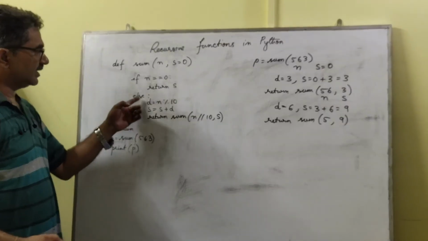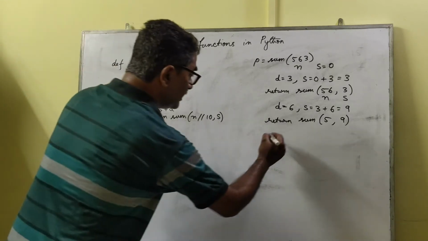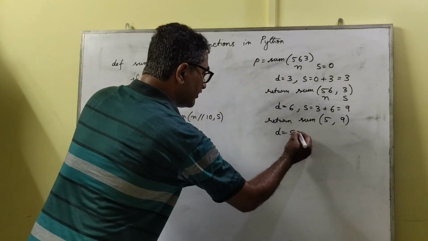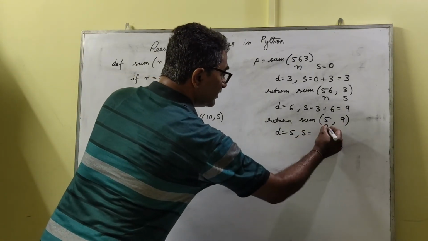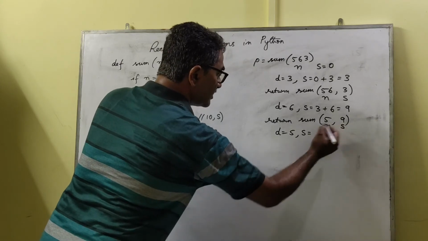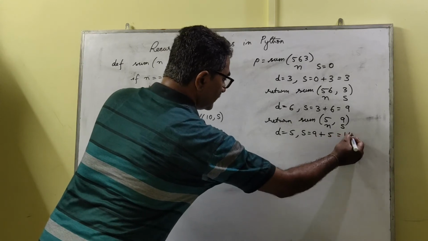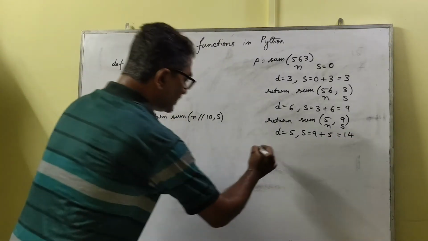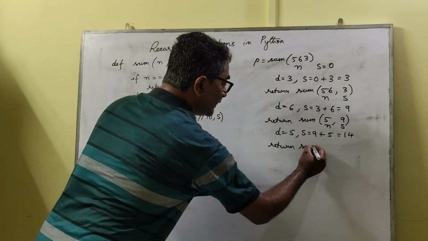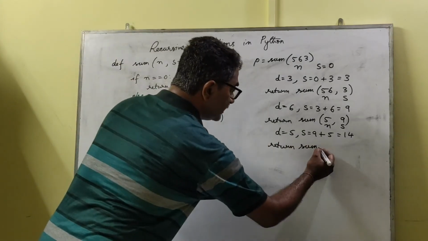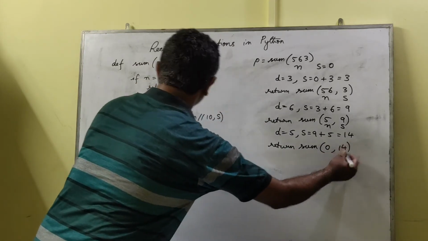So here once again, since the value of n is not 0, it directly jumps to the else part, and in the else part d equal to n modulus 10. So 5 modulus 10 is 5 obviously, and s equal to s plus d. Here the value of n is this and s is this, so s was 9 plus d 5, which happens to be 14. And then once again return sum n integer division 10, that is 5 integer division 10 is 0, and s, which happens to be 14.